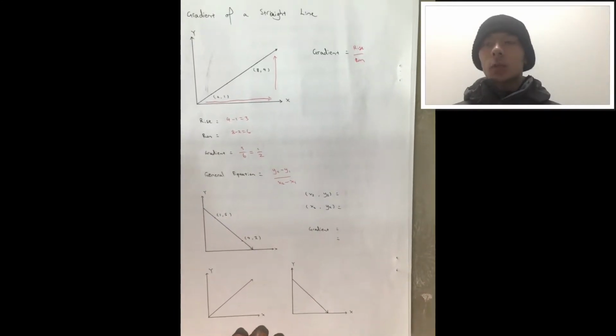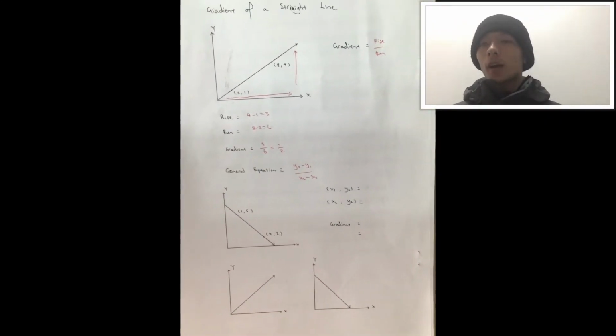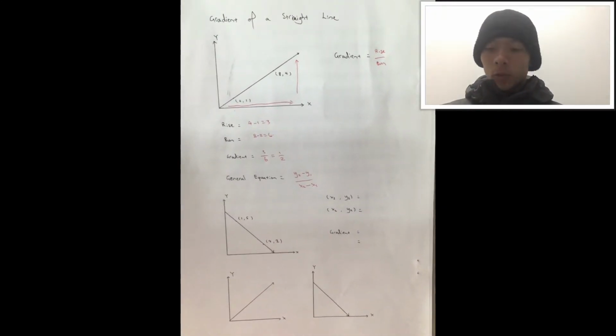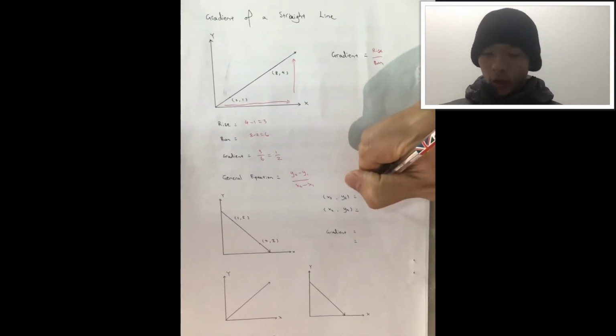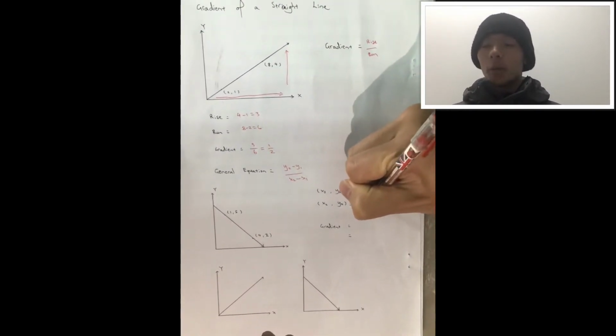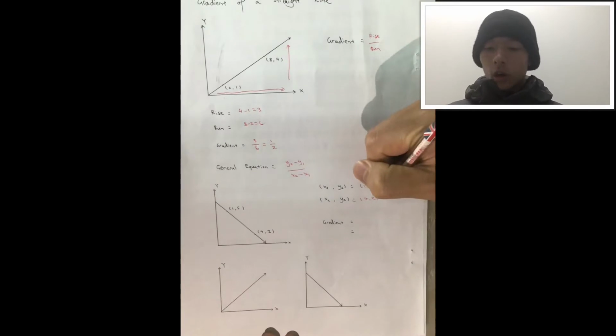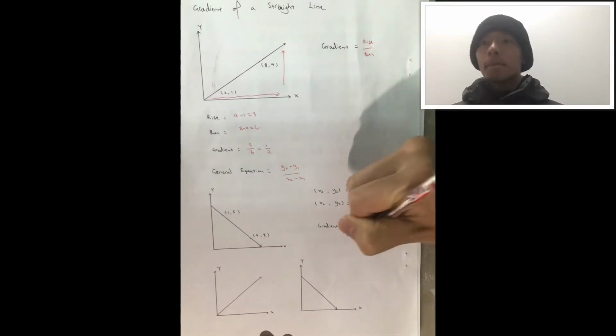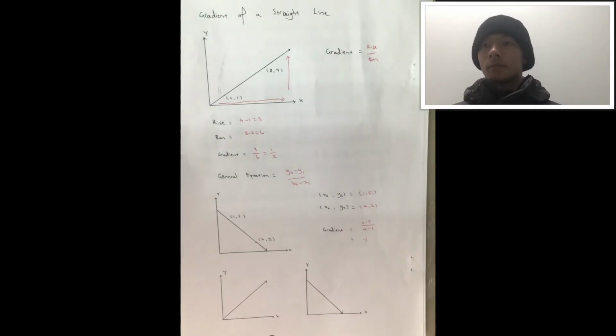Here we must first decide which set of coordinates is x1 and y1, and which set of coordinates is x2 and y2. Let us make x1 and y1 1 and 5, and x2 and y2 4 and 2. Plugging this into the general formula, we get 2 minus 5 over 4 minus 1, giving us a gradient of -1. Two things may be noted here.